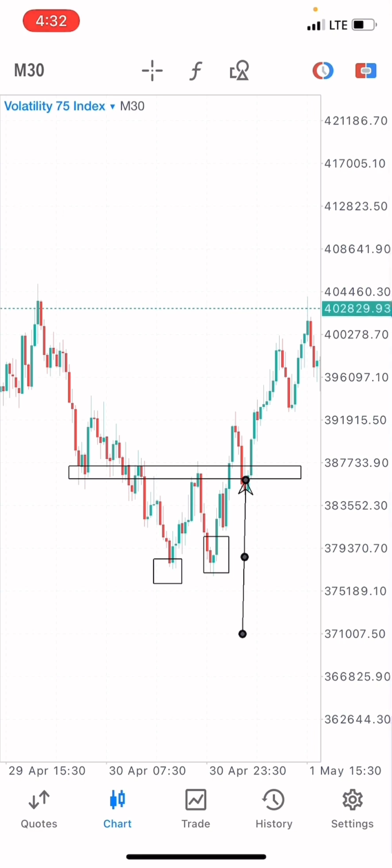Yes, we got a breakout of this neckline, but there's no retest there, so why get into the trade? Probably you're putting your trades at risk. You're exposing your trades to losses. So simply wait for price to give you a retest of this level, to give you a confirmation of this neckline before you get into the trade.